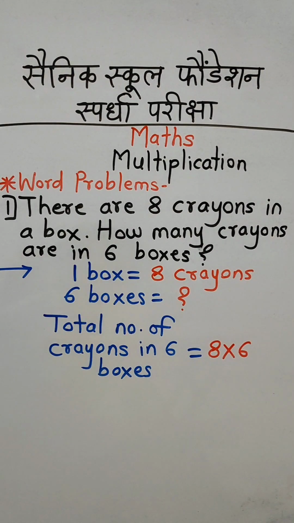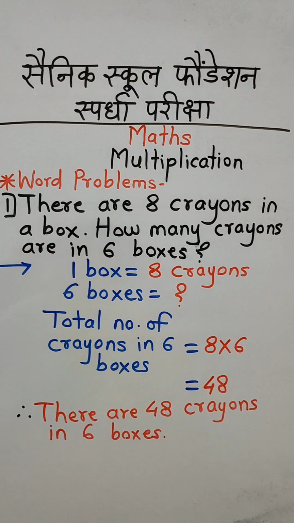Here we are given the number of crayons in one box, that is 8 crayons, and we have to find the number of crayons in 6 boxes. So we have to multiply the number of crayons in one box by the number of boxes, that is 8 multiplied by 6. Then we will get the total number of crayons in 6 boxes, and that is nothing but 48. So we are getting 48 crayons in 6 boxes.